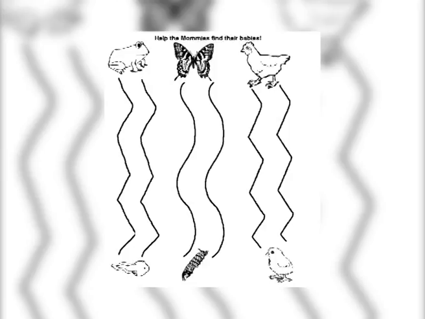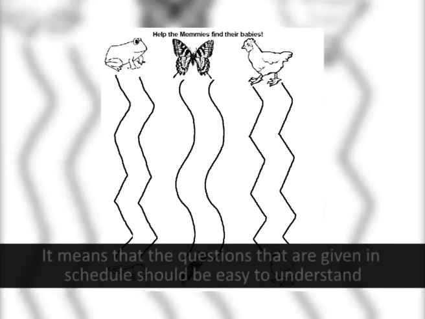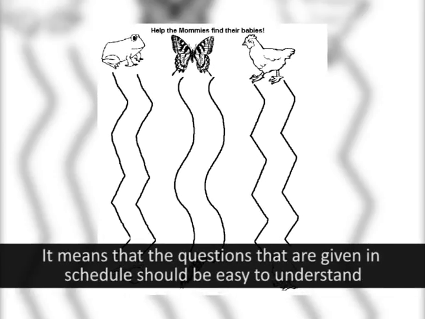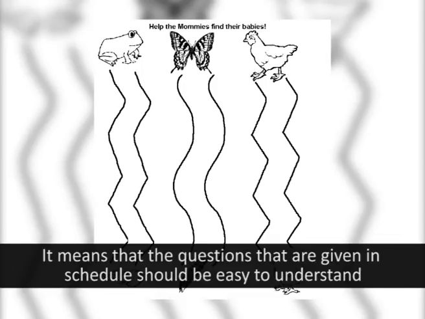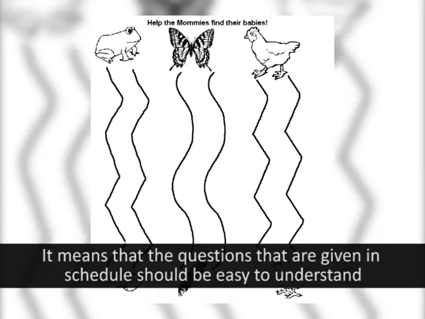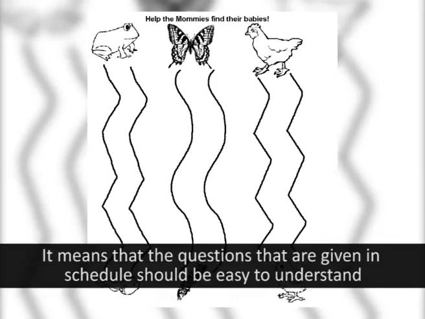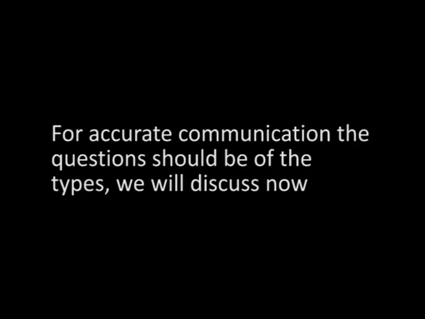Characteristics of a good schedule. The following are the essentials or characteristics of a good schedule. Accurate communication. It means that the questions that are given in schedule should be such that the respondent is able to understand them in the light in which they are asked. For accurate communication, the questions should be of the types we will discuss now.